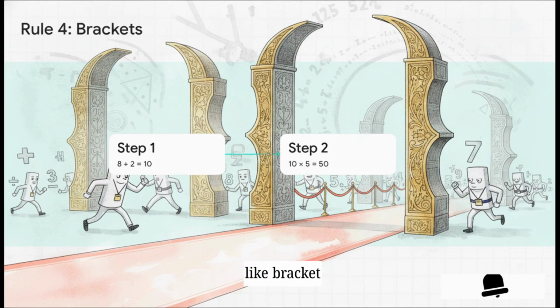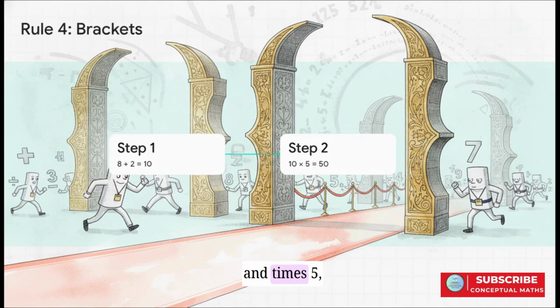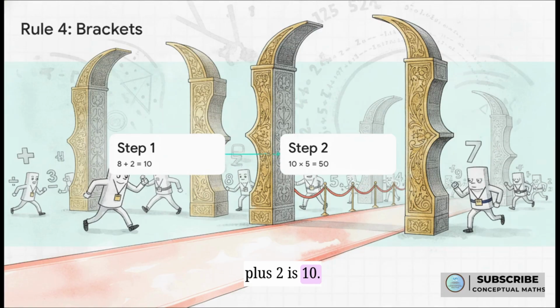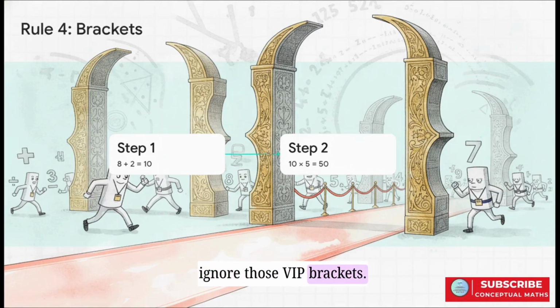So if you have an equation like bracket 8 plus 2, close bracket, times 5, the bracket demands your attention first. 8 plus 2 is 10. Then we multiply by 5 to get 50. Never ignore those VIP brackets.